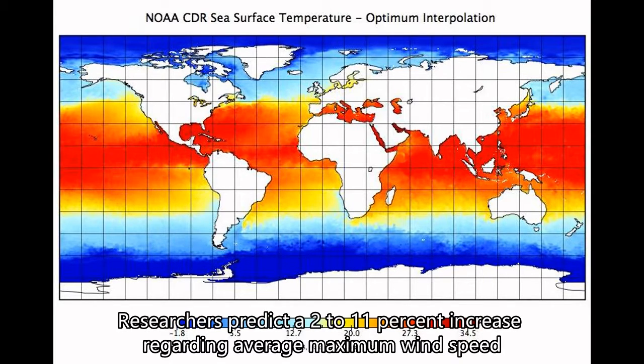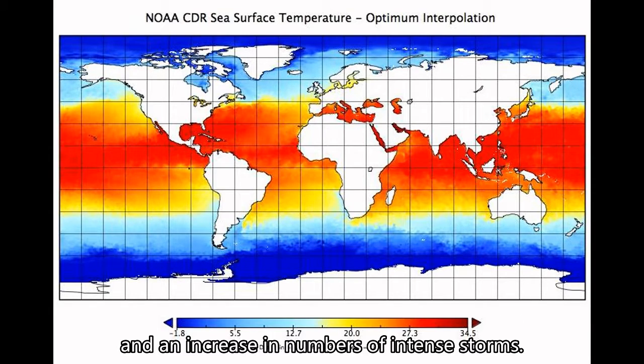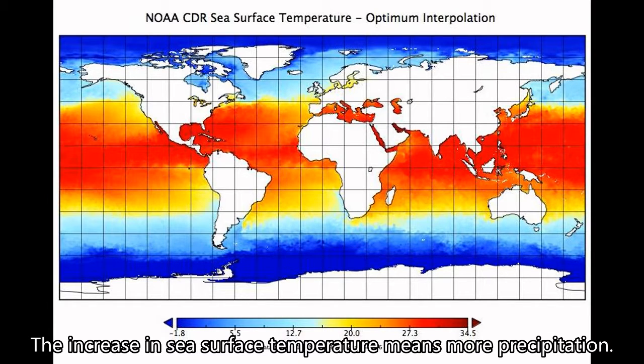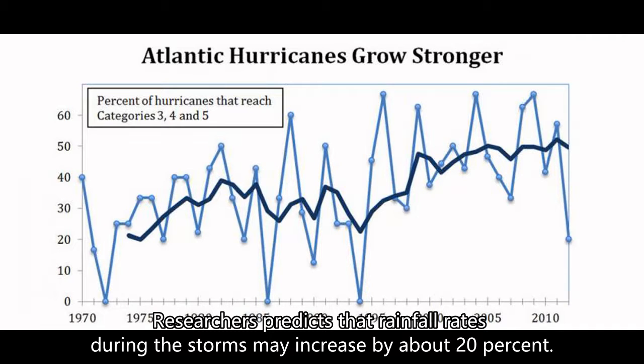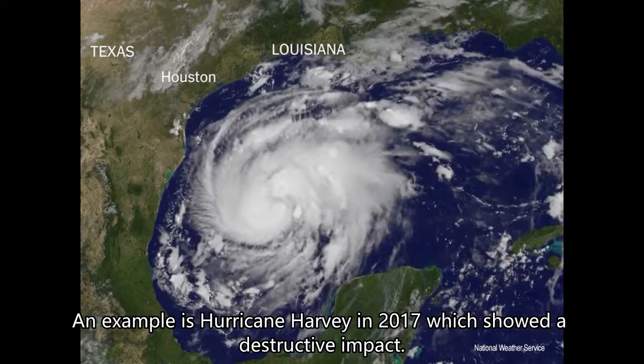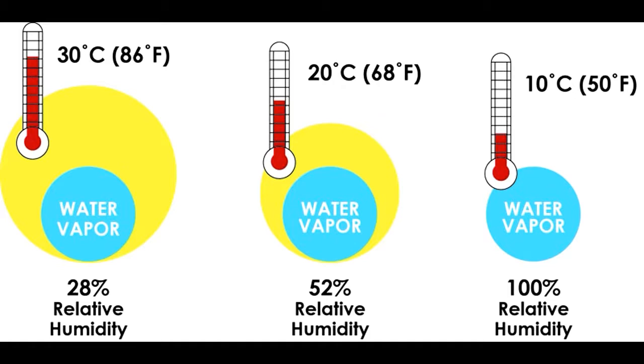Researchers predict a 2 to 11% increase in average maximum wind speed and an increase in numbers of intense storms. The increase in sea surface temperature means more precipitation. Researchers predict rainfall rates during the storms may increase by 20%. An example is Hurricane Harvey in 2017, which showed a destructive impact.